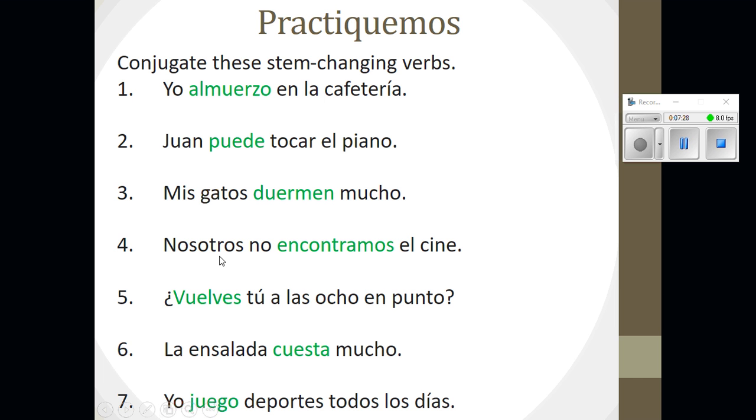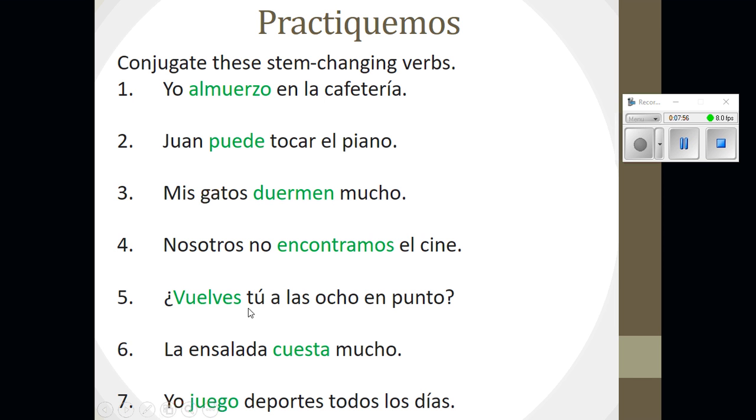Nosotros. Remember when we see nosotros, that we cannot stem change those verbs. So the verb encontrar here will not change from O to UE. The O will stay in the stem, and then we will drop the AR and add amos because it is an AR verb. Encontramos. Tú. The verb volver needs to change the O to UE because it's the tú form, and then drop the ER and add ES because it's the tú form.